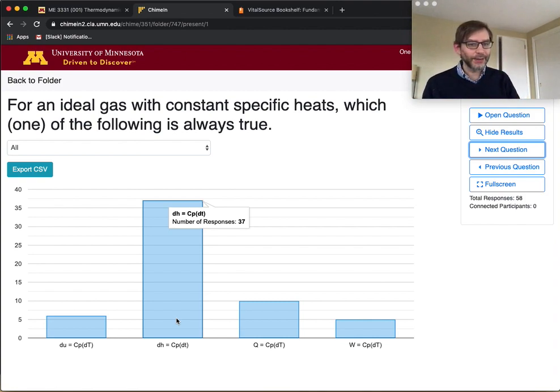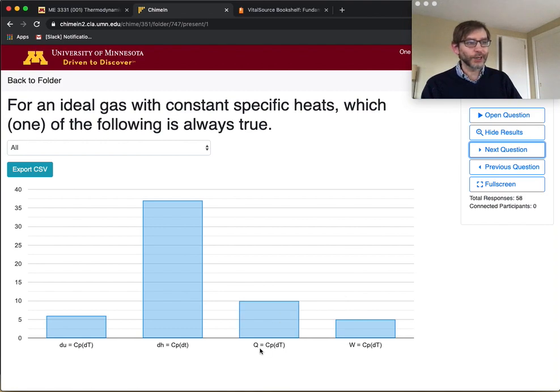Okay, so not anytime, but just when the problem says assume constant specific heats, then you can look up the specific heat in the table, or you can use the value that's given in the problem, okay? So that's the answer there. So Q equals CpΔT, this might be true, not always true.